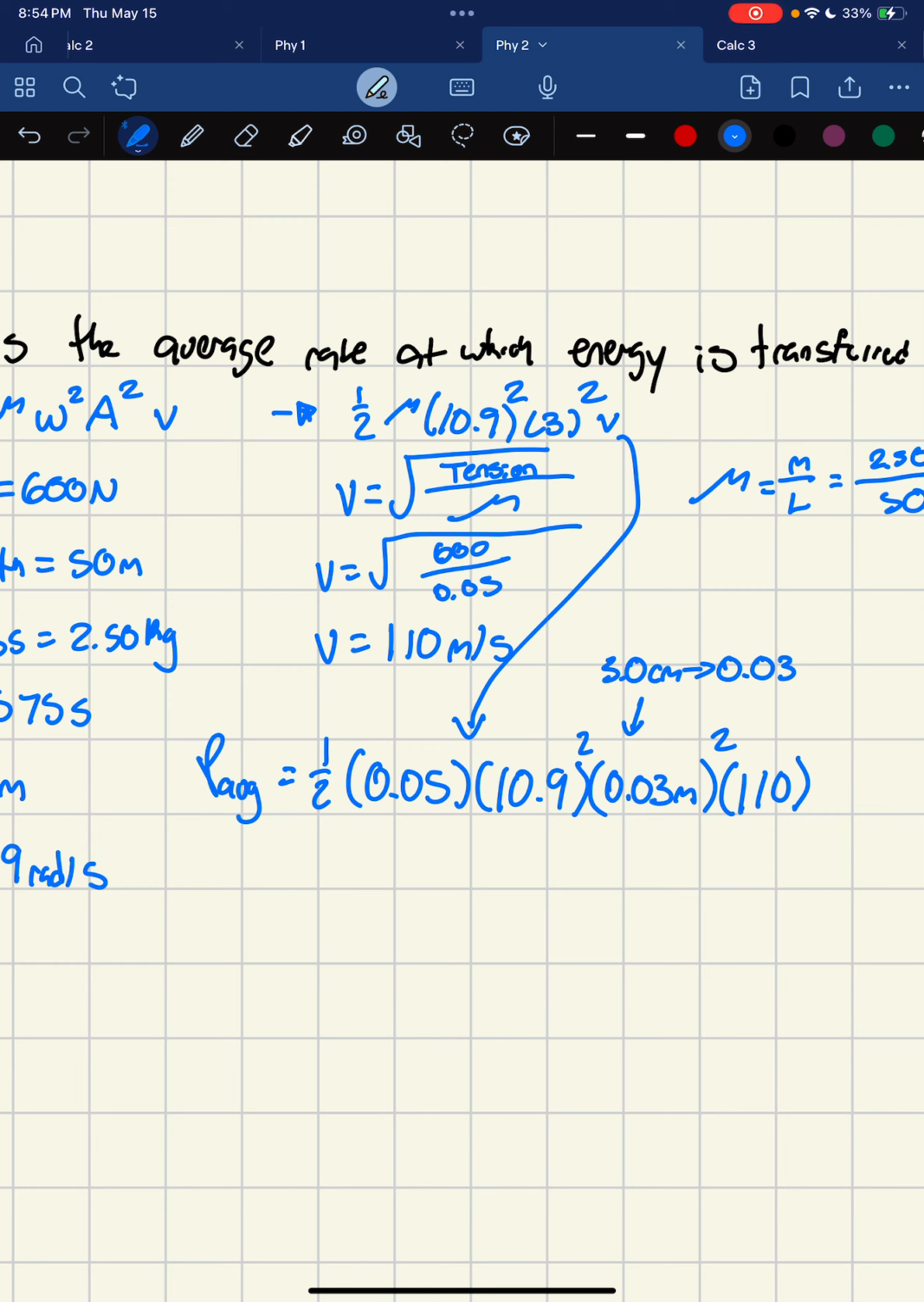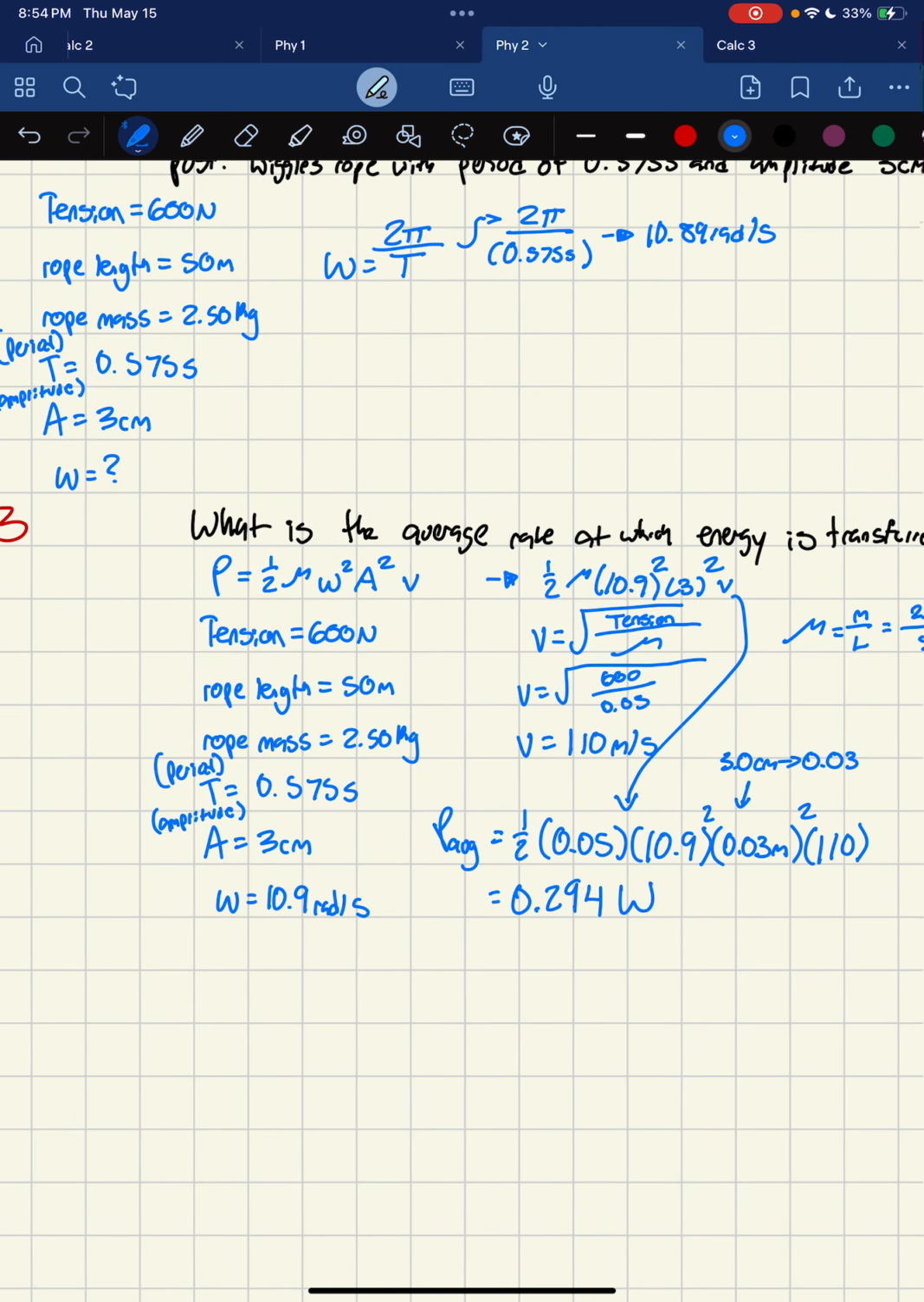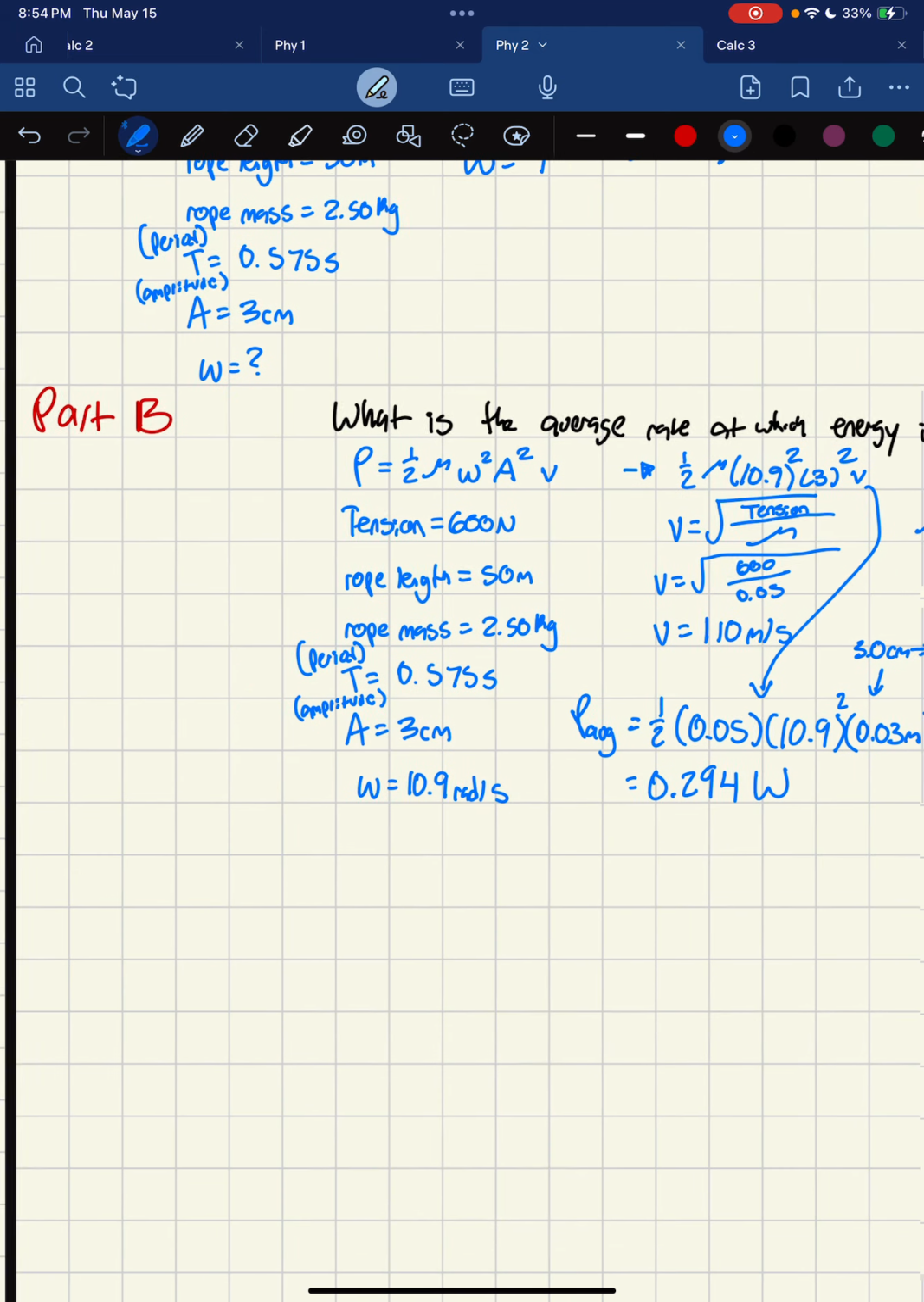Okay, and then I end up with an answer of 0.294, and this is going to be watts. That's my unit right there for power.